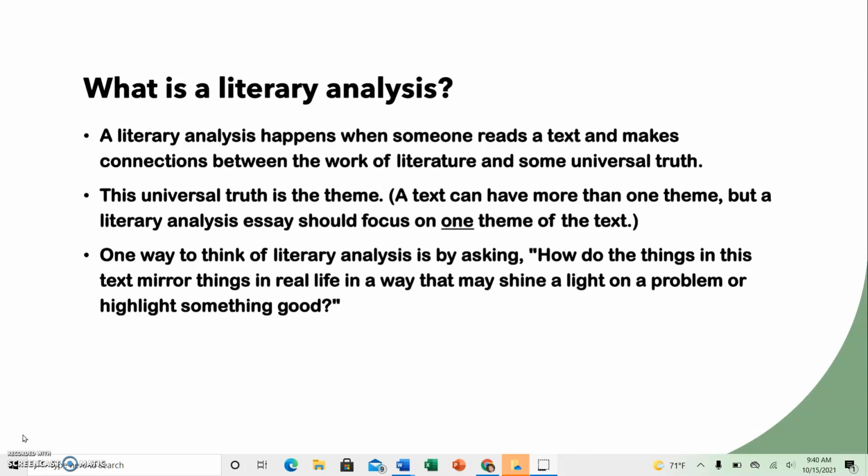And a text can have more than one theme, but the literary analysis essay you write should focus on only one theme of the text. So ignore all the other themes and just focus on the one theme of the text. And then you're going to use parts of the work of literature and outside resources, if required, to explain how the text conveys that theme or shows that theme to readers.